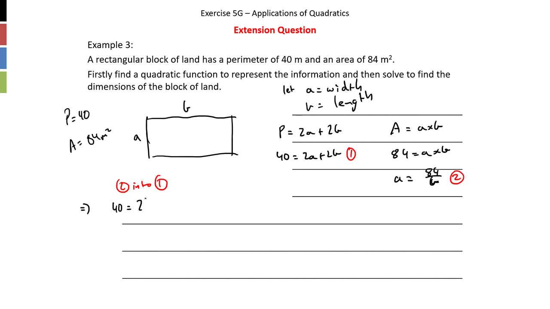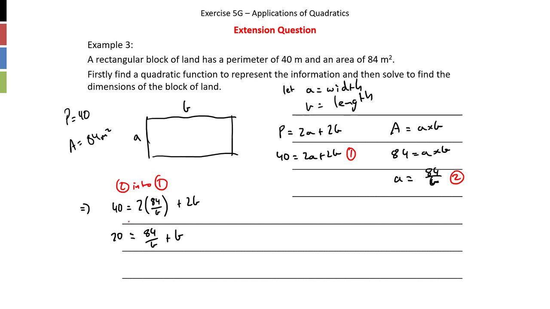So we get 40 equals 2, and then instead of a, I can now put in 84 on b, plus 2b. Now I'm going to take out a common factor and divide this side by 2, instead of getting a massive number for my numerator. I'm going to divide both sides by 2, so that leaves me with 20 equals 84 on b plus b. Okay, we've got a b, we've got to divide by b. We don't have any b squared. What's going on? How do I get my quadratic? And this is where it's a little bit harder.